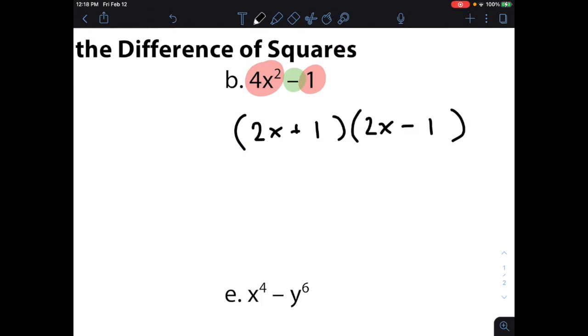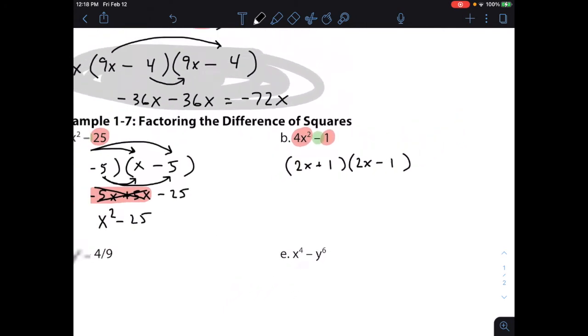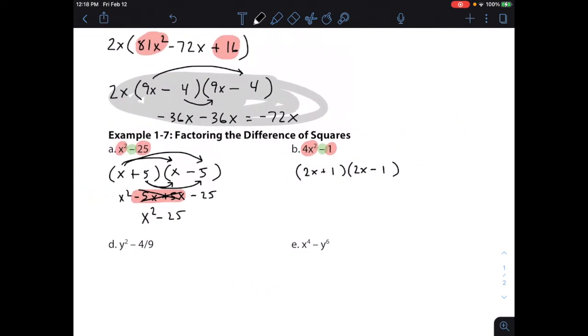Okay, so it's 2x plus 1 times 2x minus 1. Okay, and so you're going to notice that pattern in all of these. We always have a positive, we always have a negative. They look exactly the same, except the signs are different.